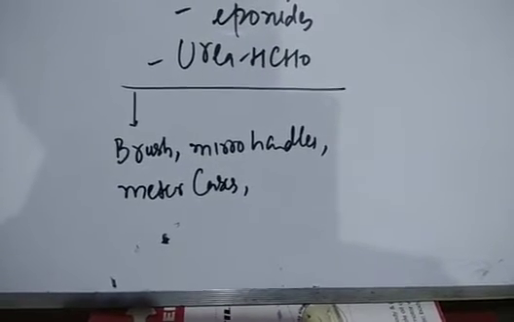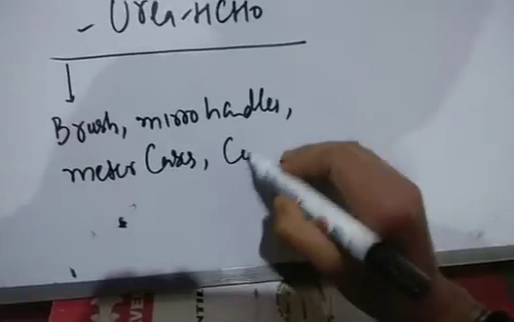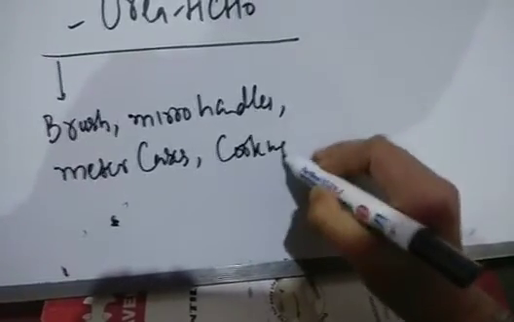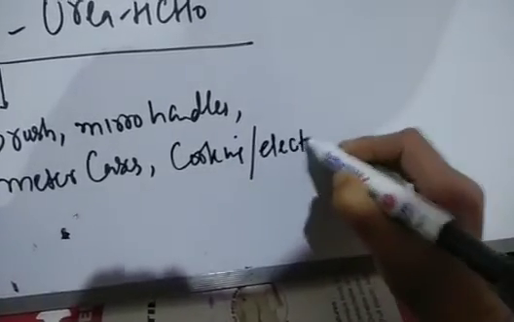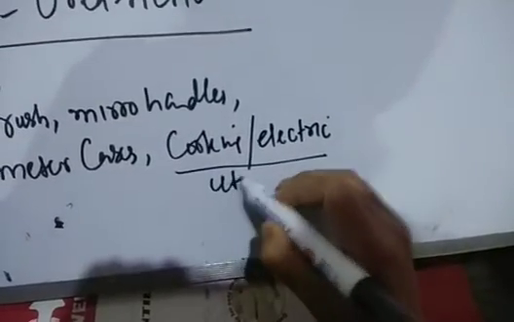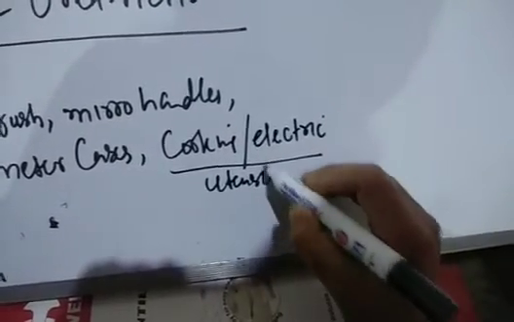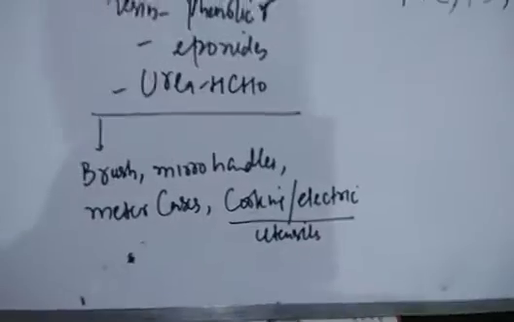We can use cooking utensils जो हमारे पास होते हैं, and electrical appliances, so they can be processed through the compression molding method and so on.